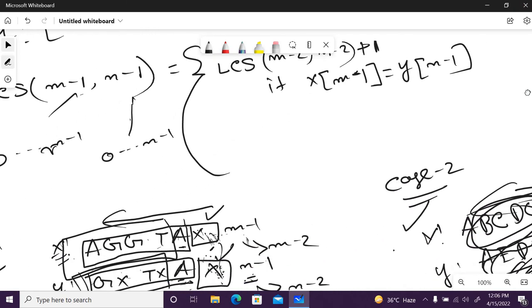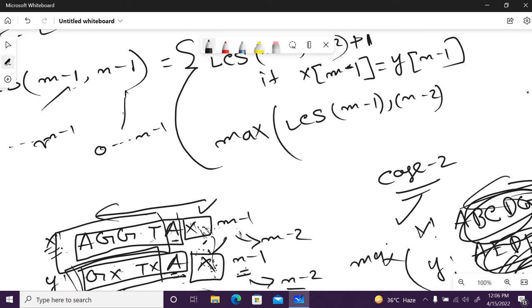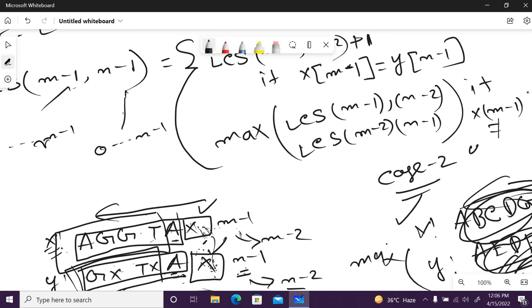So what will be our formula then? We have to find the maximum of them all. That is nothing but max of LCS(m minus 1, n minus 2) and LCS(m minus 2, n minus 1), right? This applies when x of m minus 1 is not equal to y of n minus 1. Generally, we are doing this. Good.